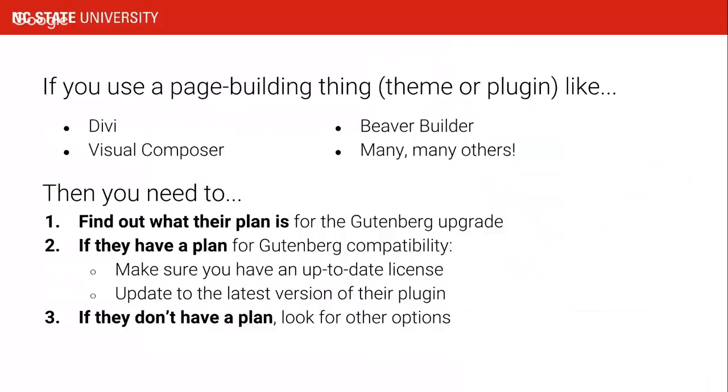If they don't have a plan, if the company went out of business, or if they haven't been following along with all of these developments and they're totally unprepared for Gutenberg, that might be more of a problem, and you'll maybe want to reach out to OIT or somebody else on campus to try to come up with a new plan for your website.